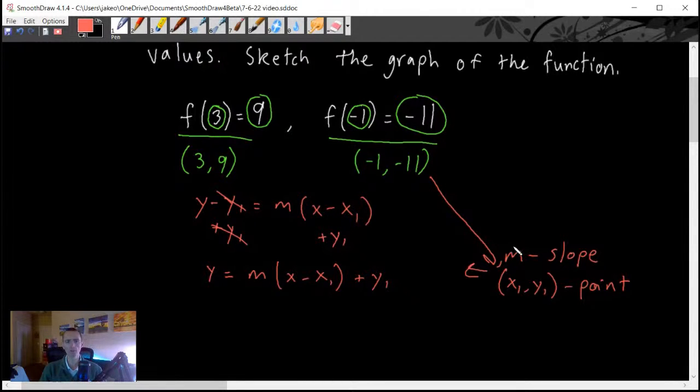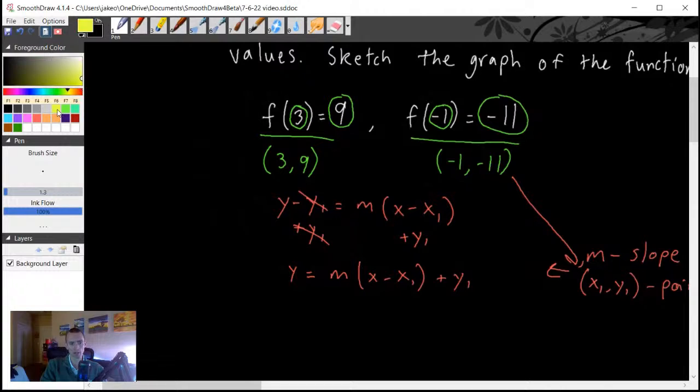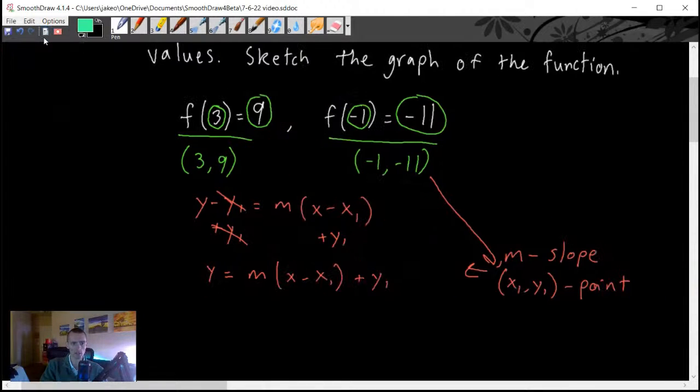But we also need to find the slope of this line. We need to find the slope of a line that goes through these 2 points. So how do you find that? Well, kind of similar to how we can just apply this point-slope form of a line, there's pretty much just a formula we're going to be able to use for this.